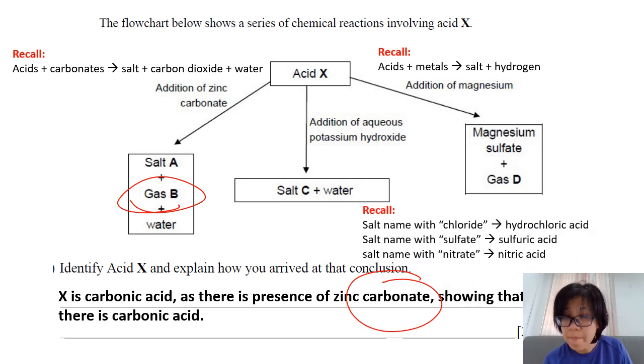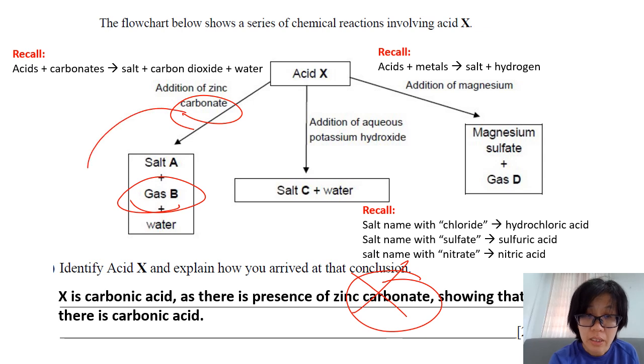So we recall, a salt name with chloride means hydrochloric acid. The name with sulfate means sulfuric acid is present. If it's nitric acid, then you'll produce a salt name with nitrate. So that's why this person's answer is wrong. Take note, it doesn't mean that if there is the word carbonate, it means carbonic acid. No, carbonate shows us that you will produce a gas called carbon dioxide.